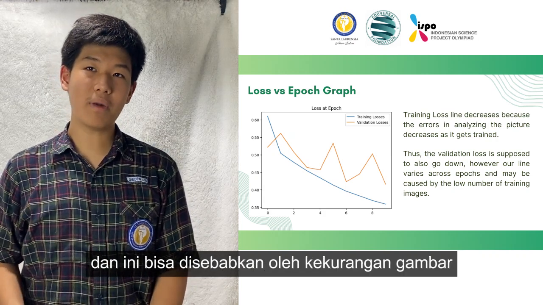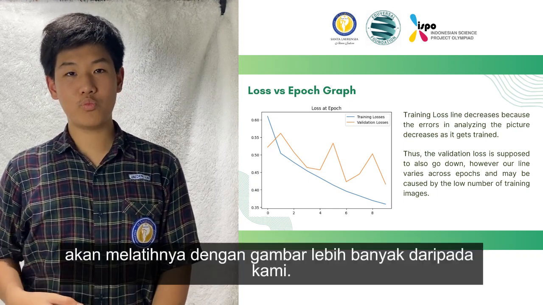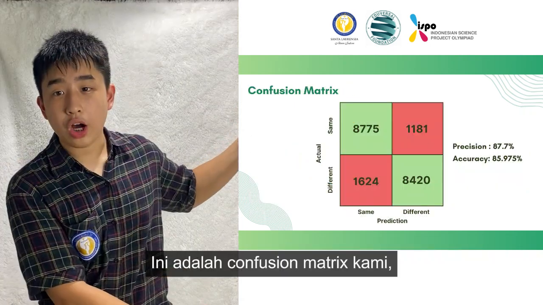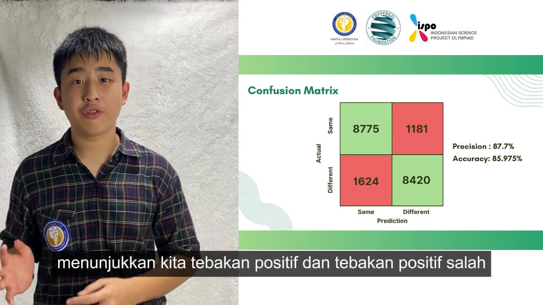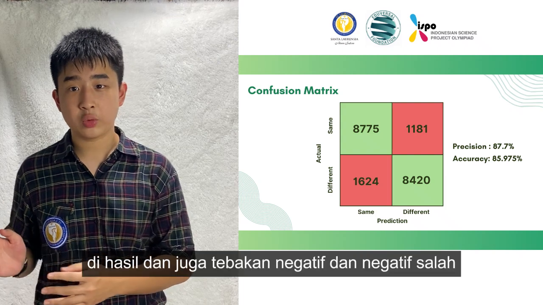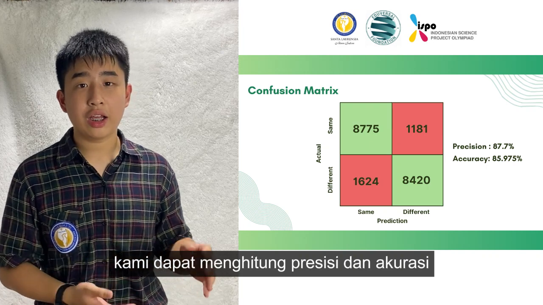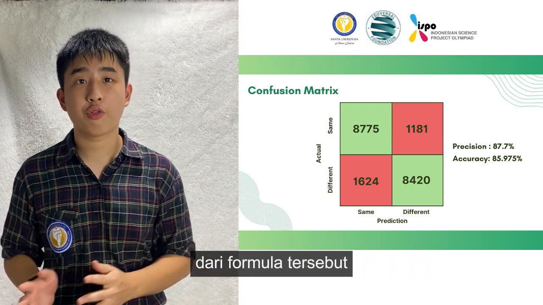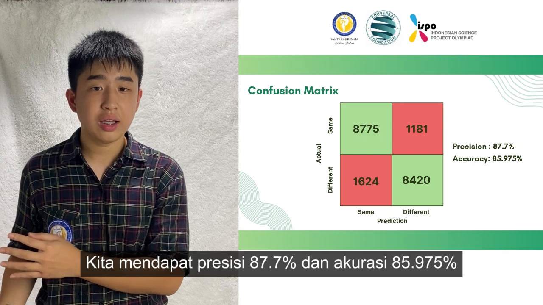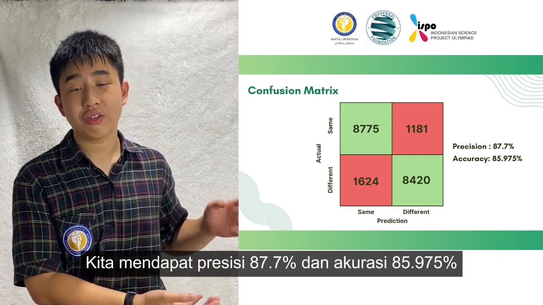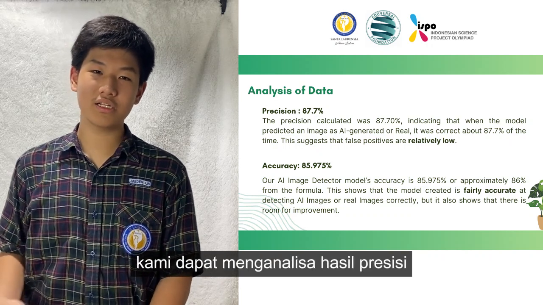This may be caused by the lack of images while training, as other people will train it with way more images than us. This is our confusion matrix. A confusion matrix shows us positives and false positives in the results, as well as negatives and false negatives. Using this information, we can calculate the precision and the accuracy using those respective formulas. We have found that the precision is 87.7% and the accuracy is 85.975%.